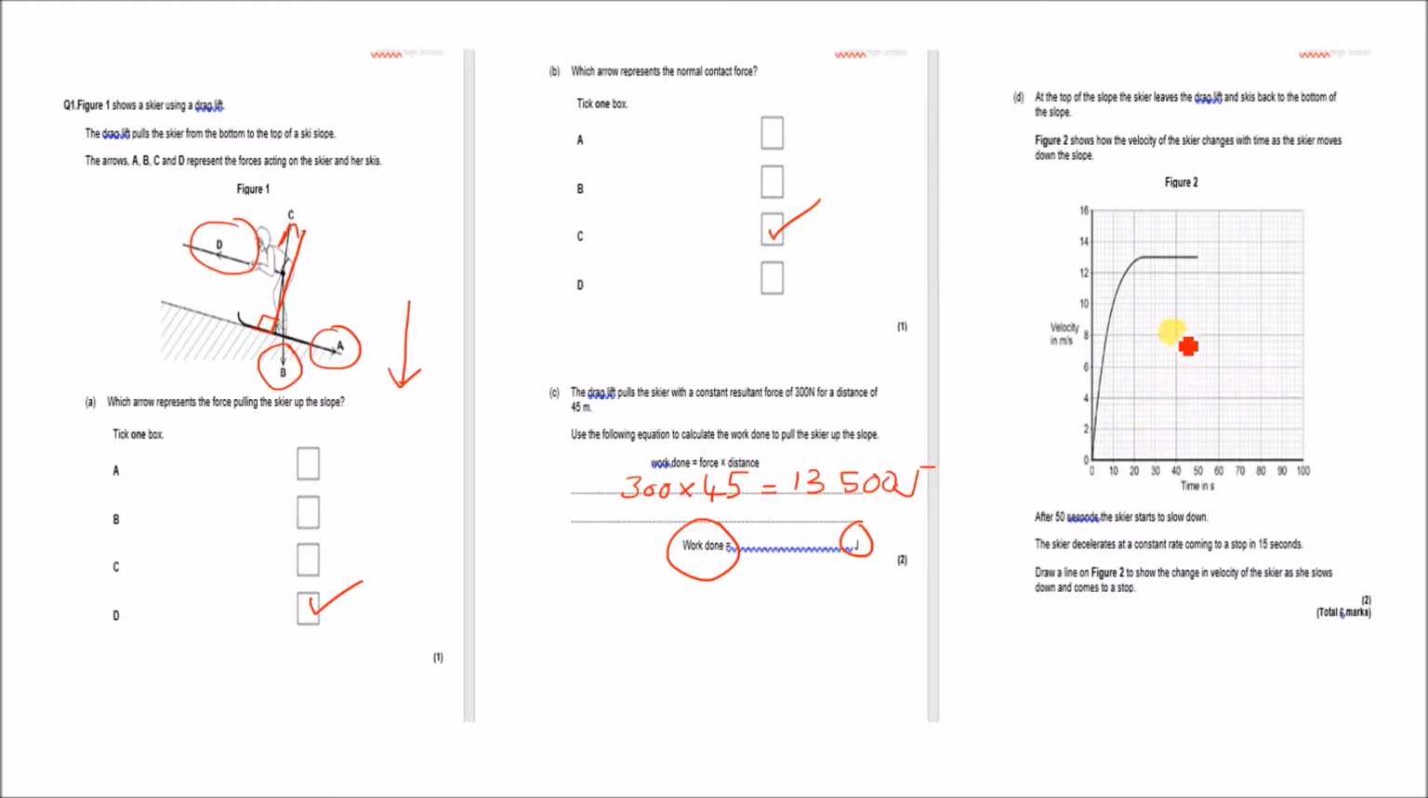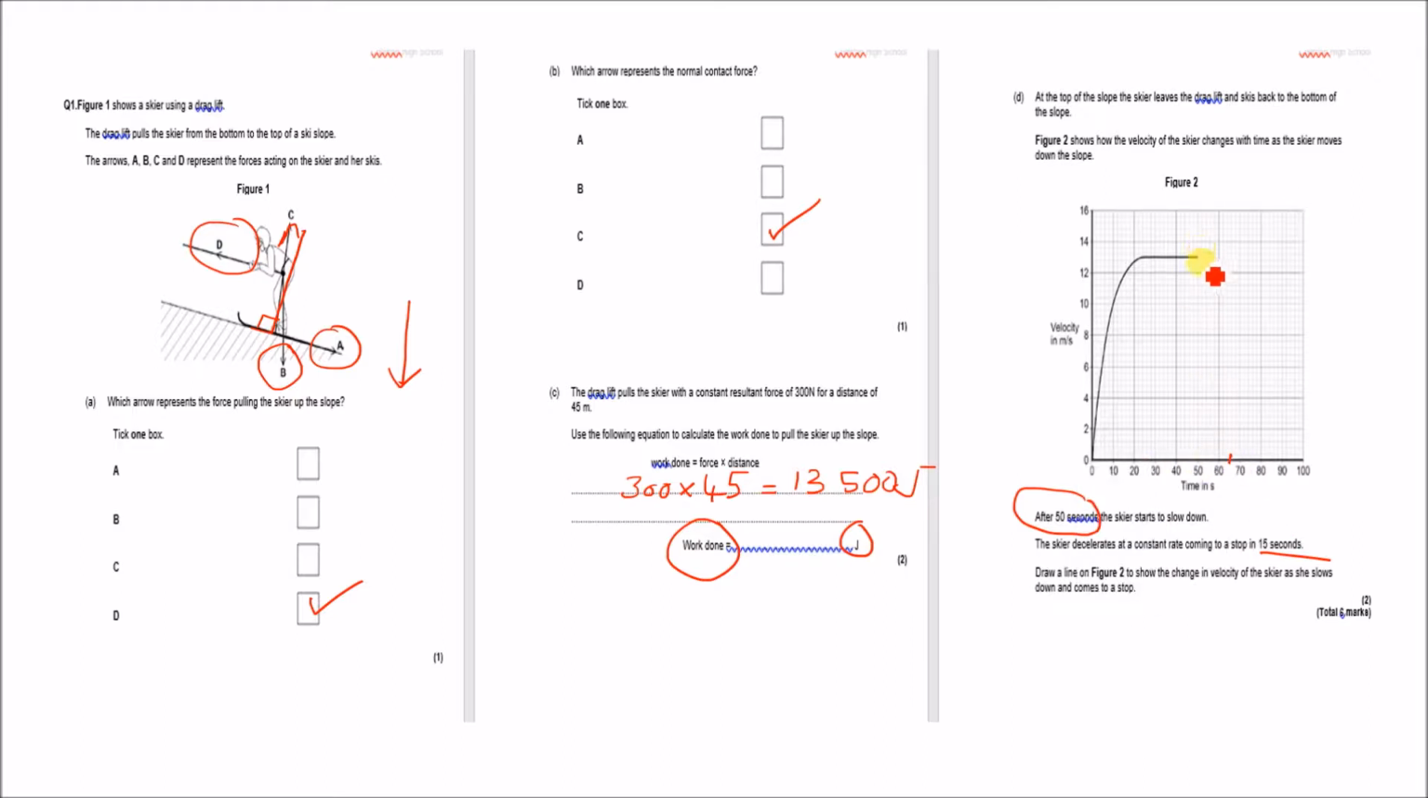Okay, so with the slope, it says at the top of the slope, the skier skis back to the bottom of the slope. Show how the velocity of the skier changes with the time as the skier moves down the slope. After 50 seconds, so I'm going to highlight that, the skier decelerates at a constant rate, coming to a stop in 15 seconds. So after 50 seconds, we've gone another 15 seconds. So that means we're going to go to 65. We'll put a little line at 65, and that's where we're going to go to.